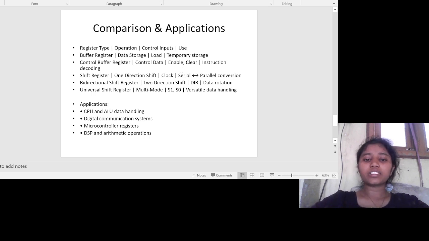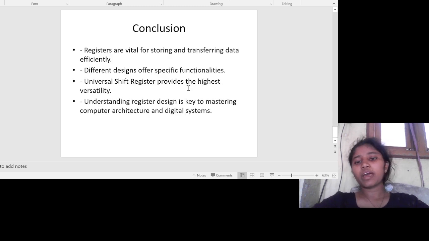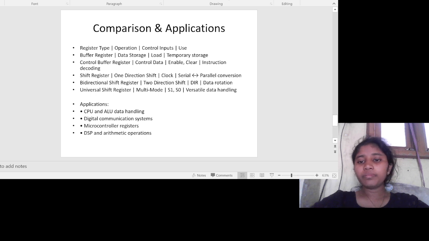Next, shift register. A shift register means a one directional shift register. It goes either left or right. Its control input is a clock. Its use is serial to parallel conversion. Next, bidirectional shift register.